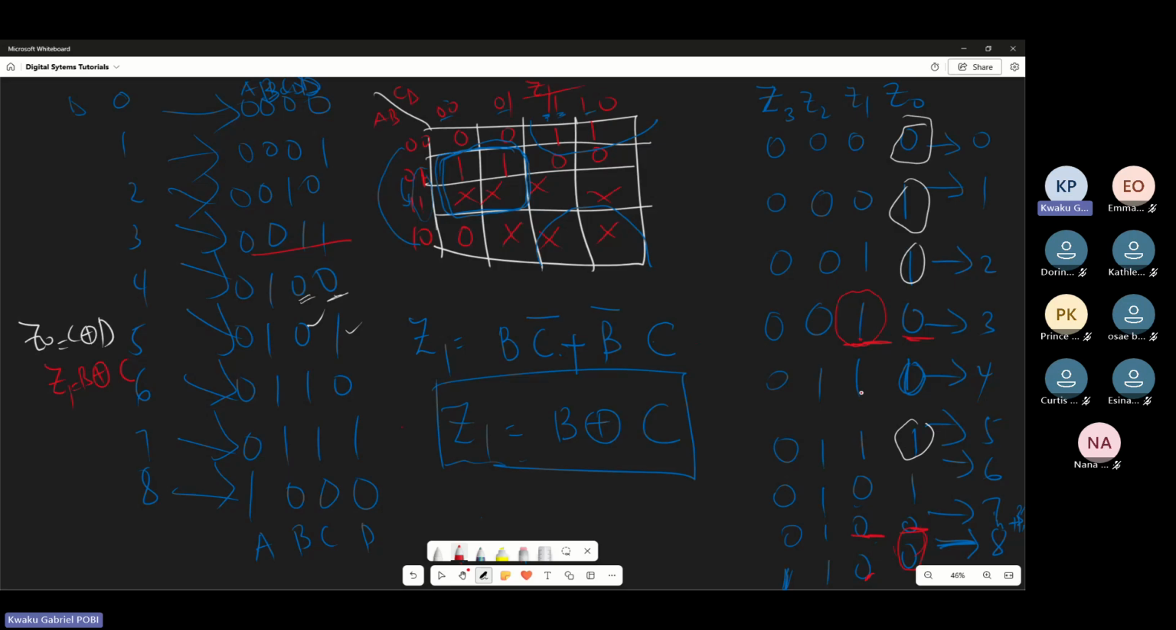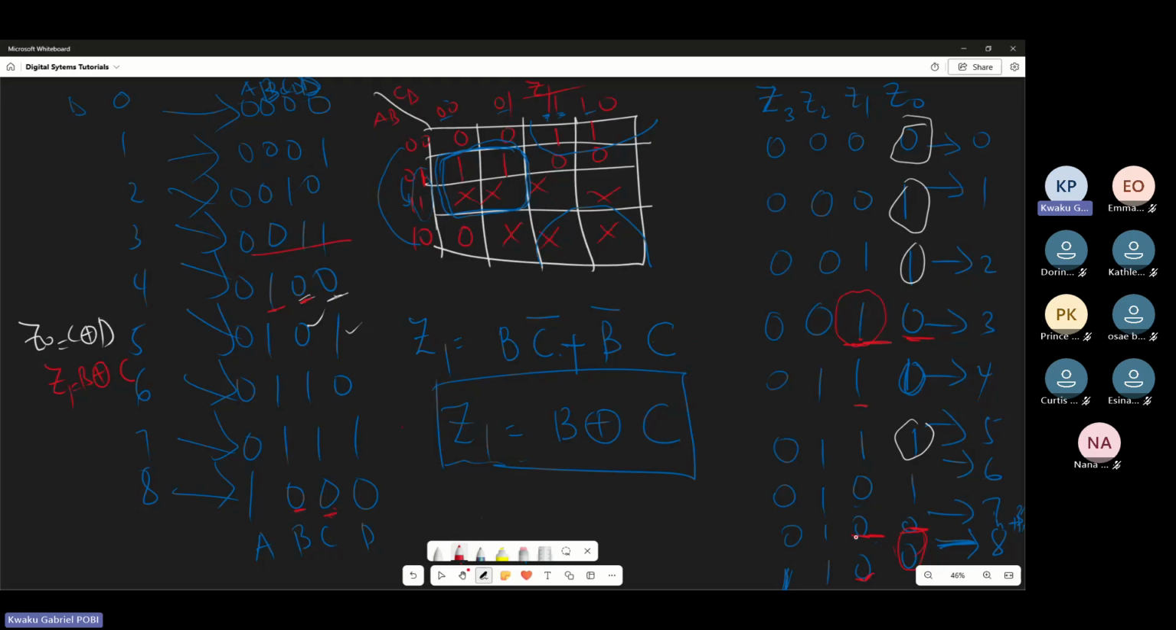When I take, let's say, 4, I should get a 1 here. 4 was here. B and C is 1 XOR 0, which is a 1. Let's take another one that will give us 0. Let's choose, say, 8. 8 is 0 here. Z1 is 0. Now when I go to 8, it's B here, C here. 0 XOR 0 is what? 0. It's giving us the value.